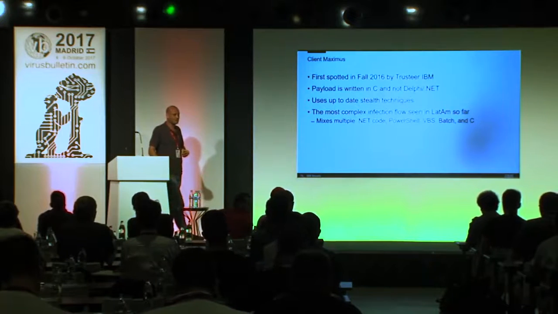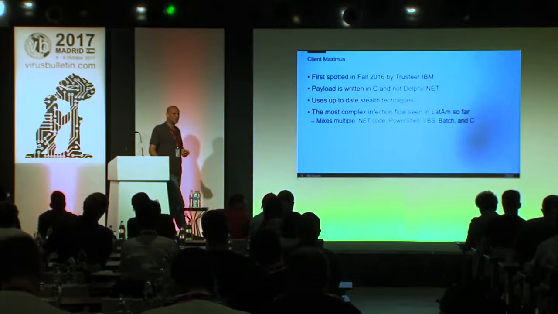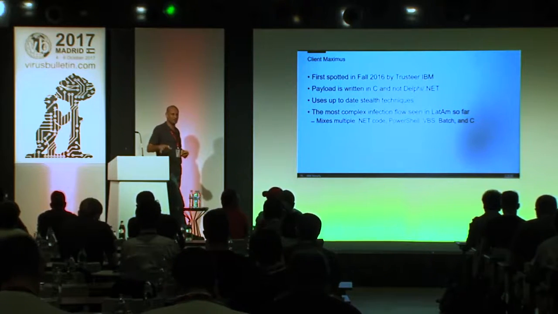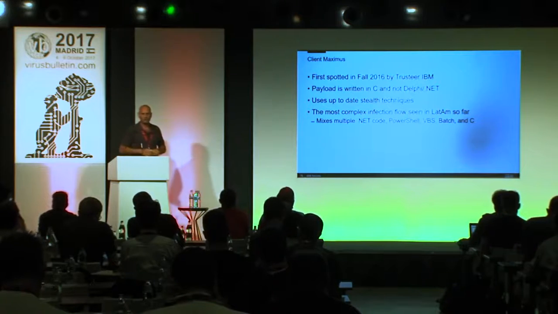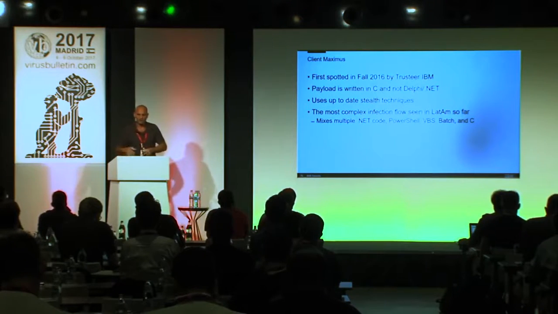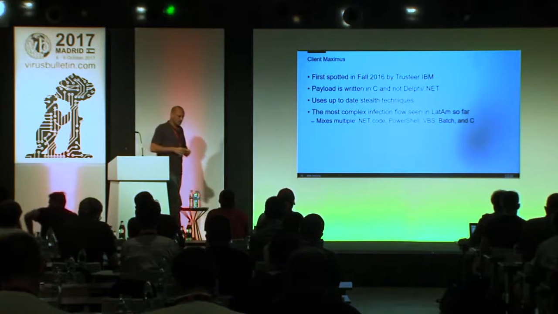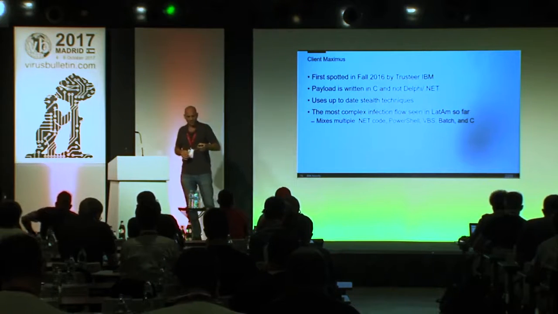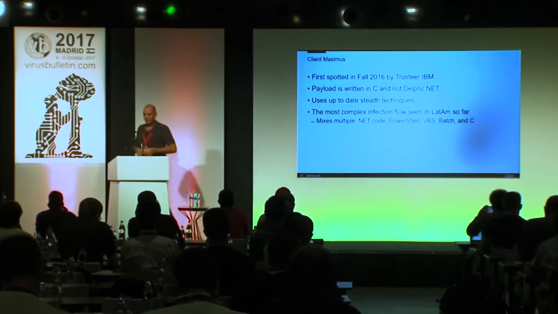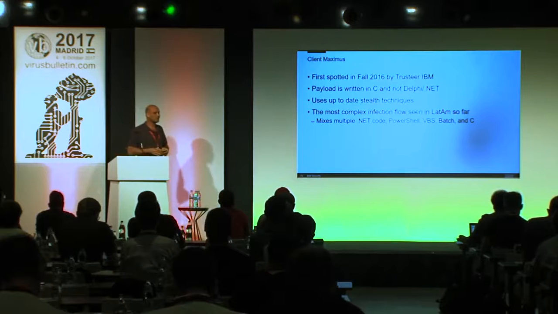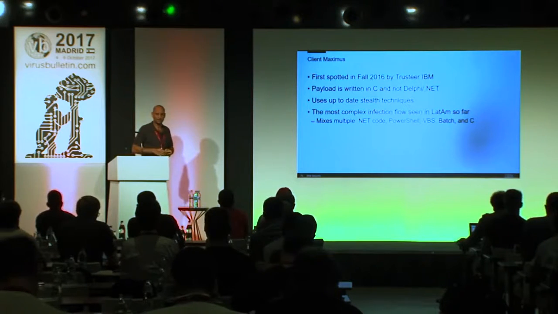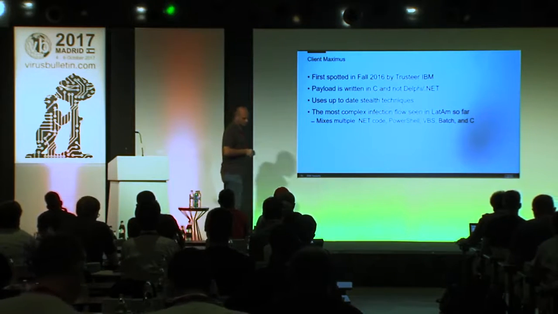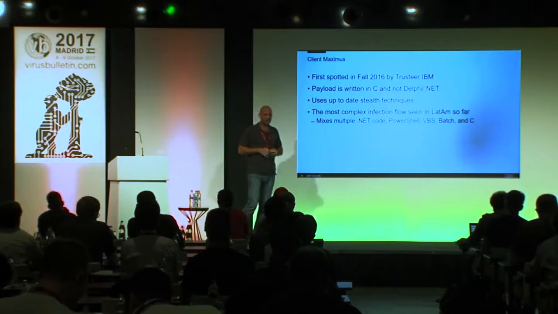But Client Maximus pretty much changes that. Recently, in Latin America, banks started to have their own applications installed on Windows machines, where the application itself is the one accessing the bank, not a web browser. Client Maximus knows that and utilizes that. We spotted the first in the fall of 2016. The payload itself is written in C, which is pretty uncommon for Latin American malwares, and uses up-to-date stealth techniques, which is also pretty uncommon. And we've seen a very complex infection flow, which we'll go over.